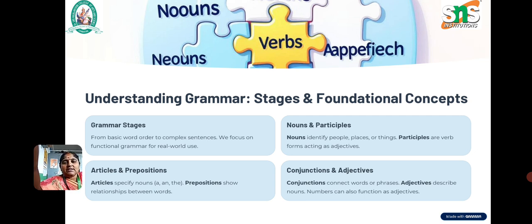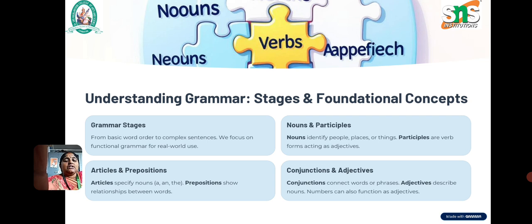Grammar stages form from word order to complex sentences. This is called functional grammar, which is needed for day to day activities. Starting from noun. Noun, as you all know, is the name of a word which identifies people, place, or things. Participles are verb forms acting as adjectives. Articles specify nouns. Prepositions show the relationship of two nouns.